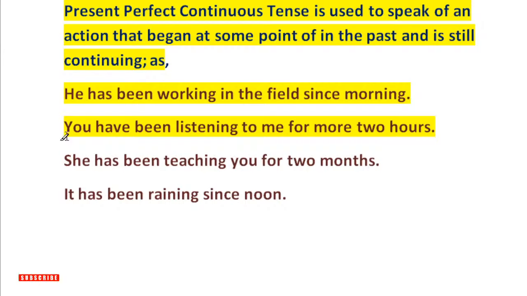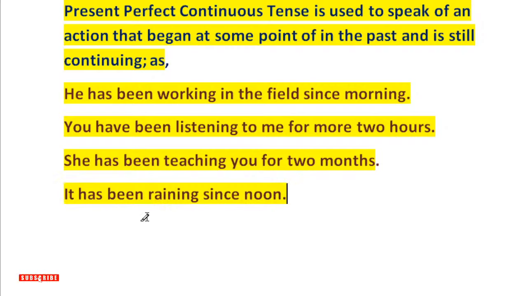You can see next example. She has been teaching you for 2 months. Means she started teaching 2 months ago, and since then she has been teaching you. Now it has been raining since noon. It means it started raining at noon, and since then it has been raining non-stop. Yes, so these are the examples. The rain started at noon, and since then it has been raining non-stop.